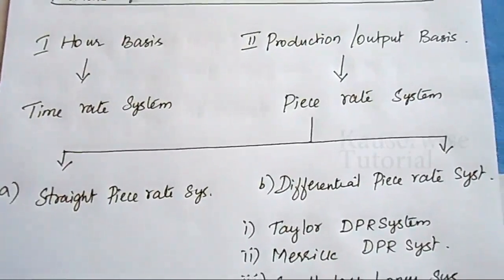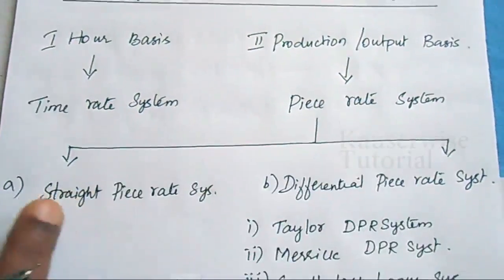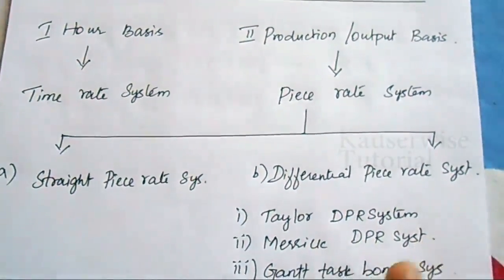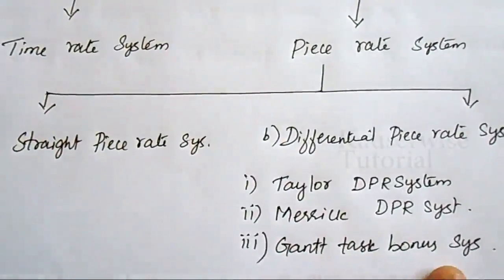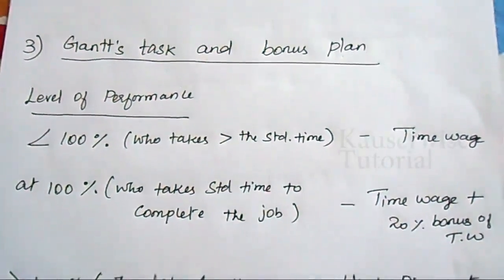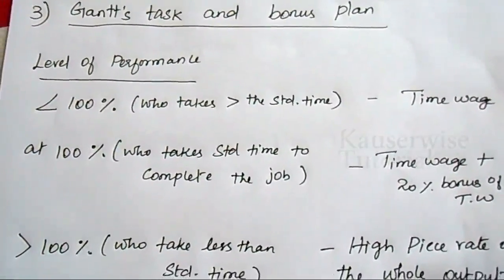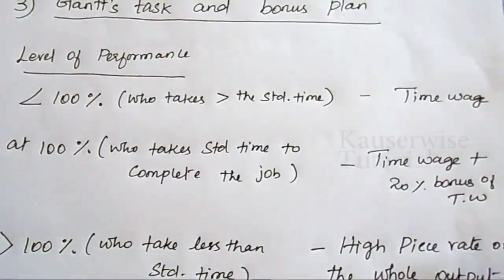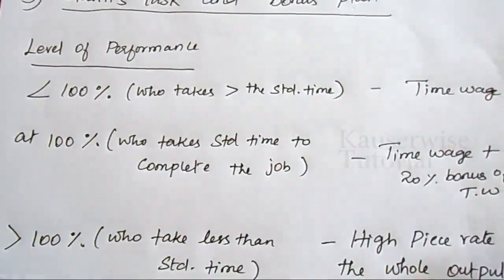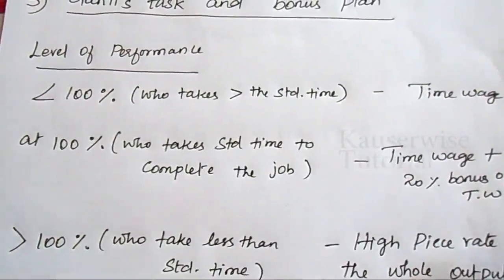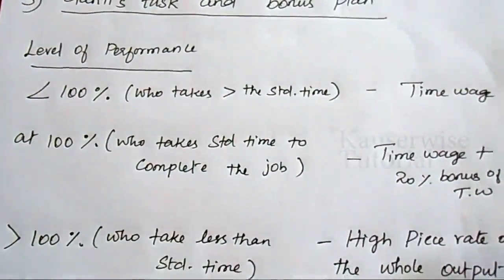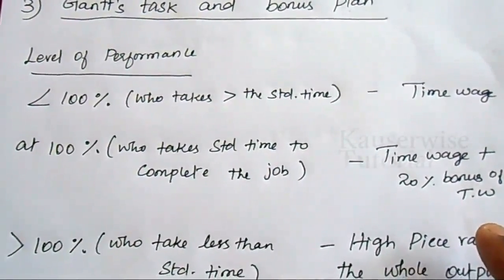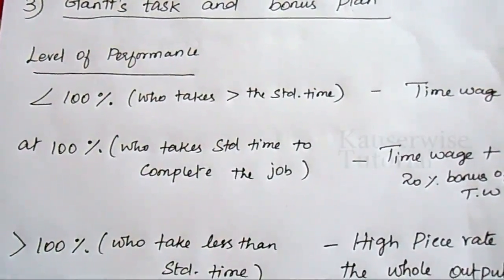That's all. So far we have discussed time rate and piece rate, straight piece rate system. In differential piece rate system, so far we have discussed Taylor's and Merrick. Now I am going to explain the last one, Gantt task bonus system. According to this method, first we need to find the level of performance. So how will we find the level of performance? For that, the standard time is fixed for a task. For example, if you want to produce 1 unit, you can take 1 hour. The standard time is fixed for a task to be performed by the worker. Then they'll compare the actual time taken to complete the task with the standard time to know the efficiency.